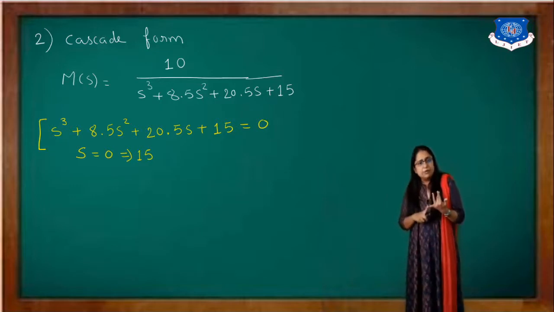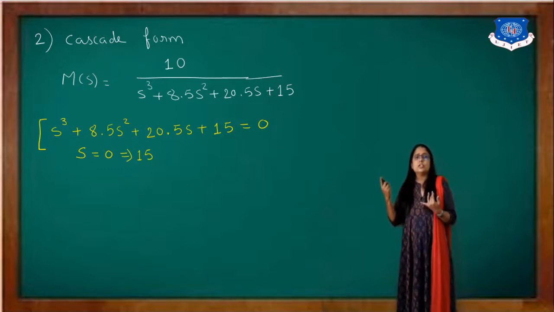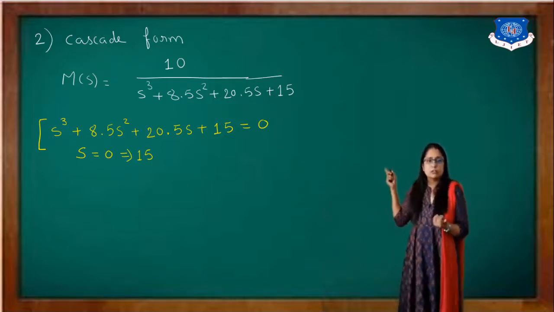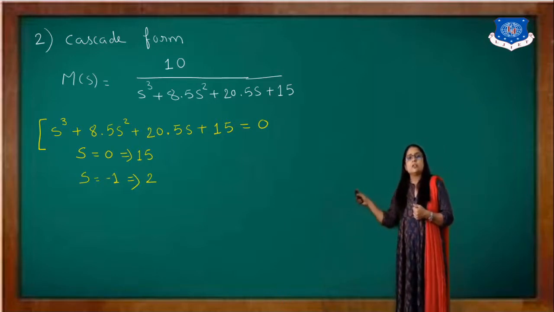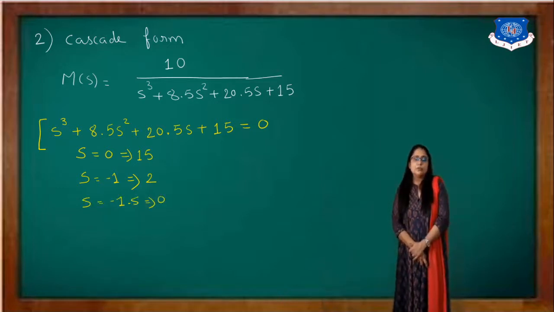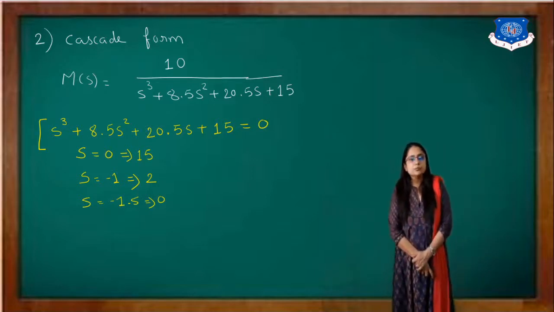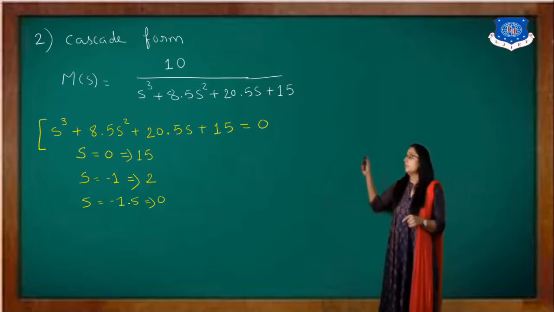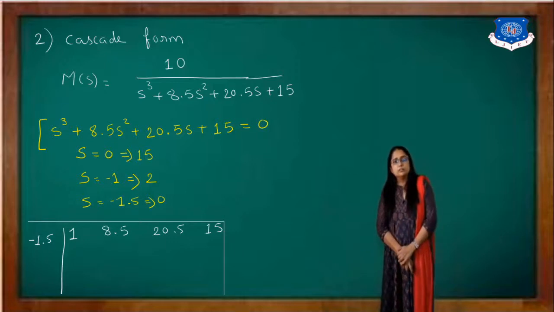If I put s equal to 0, the answer is 15. And definitely for a positive value of s, I'll never get the answer 0 because all terms are in addition. So I'll try a negative value. If I put s equal to minus 1, the answer is 2. But if I put s equal to minus 1.5, then this gives me the answer 0. Okay. So from this I came to know that one root of this equation is minus 1.5. Now use the long division method.